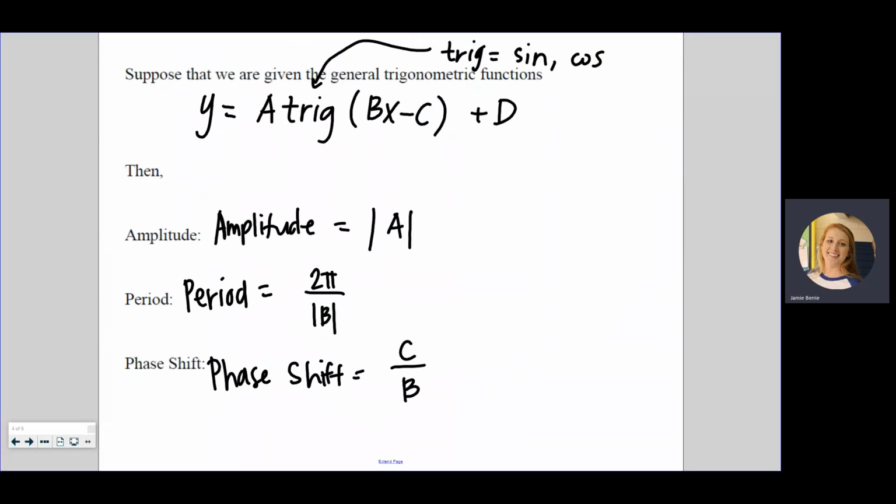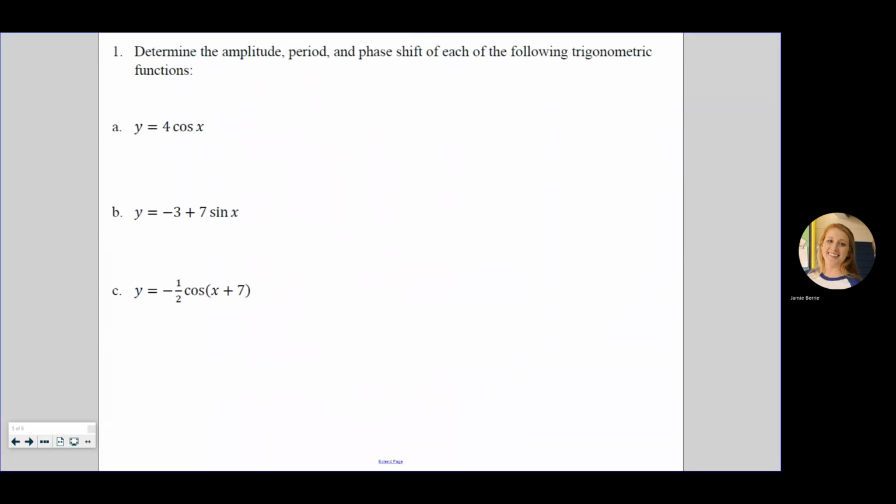Notice that we didn't use d at all. D represents the vertical shift, but they will not be asking you to find the vertical shift here, so we're not using d at all. All right, so let's look at some examples and find the amplitude, the period, and the phase shift for these guys. So maybe we'll make a little table over here. Number 1 says determine the amplitude, period, and phase shift for each of the following functions.